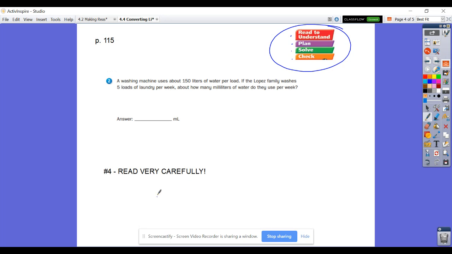So this was a tip about the journal. Some of you do the journal, some of you would do the home link, but no matter what problems you're doing, you are going to follow these steps to problem solving and have fun converting units of liquid.